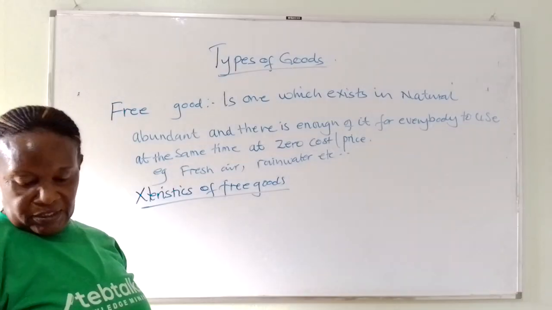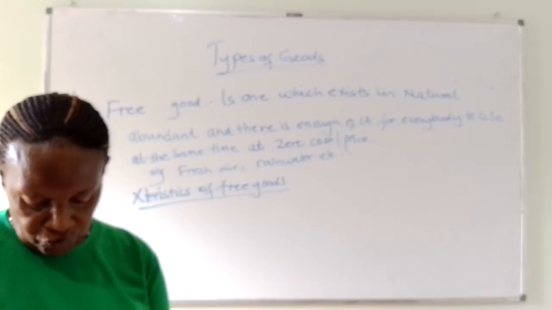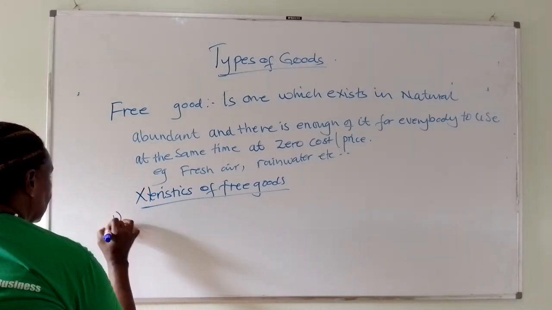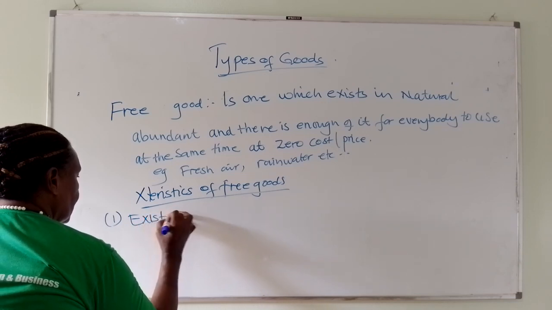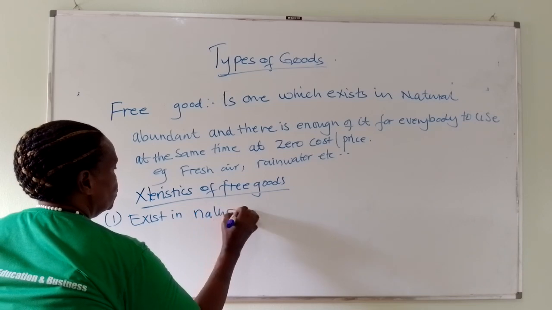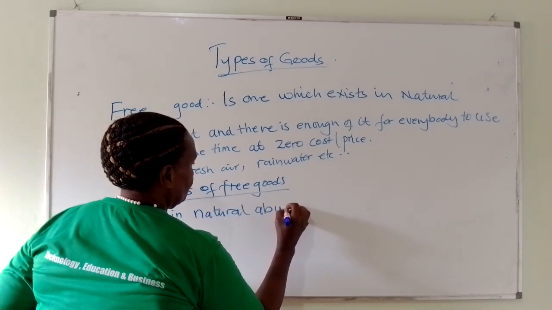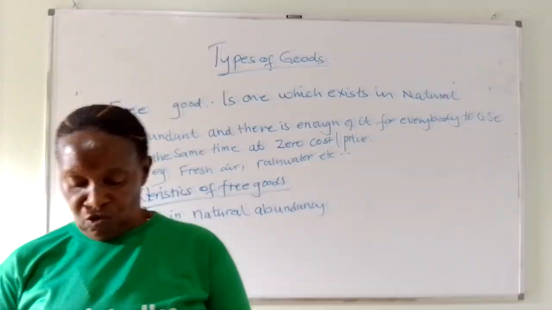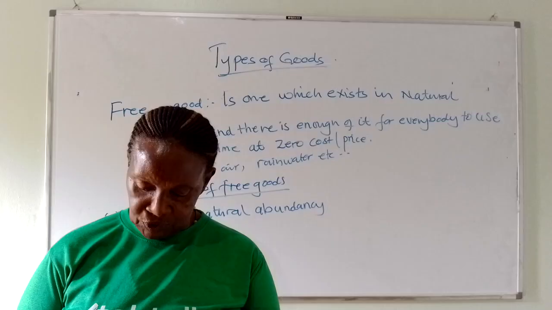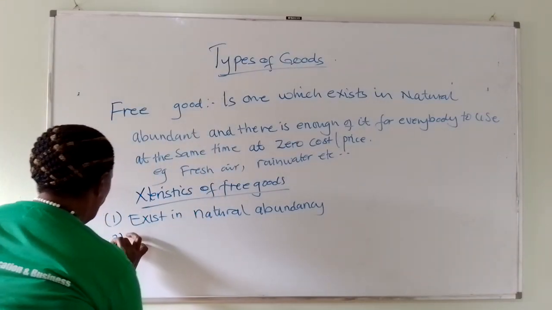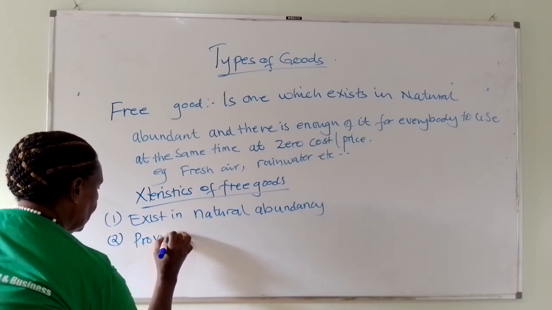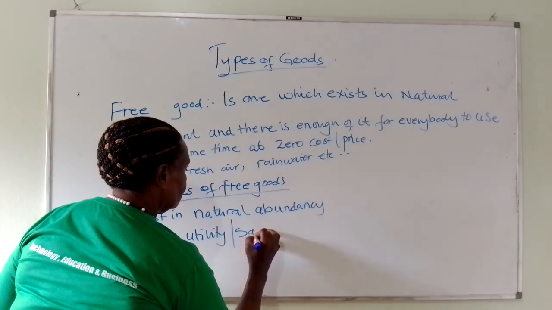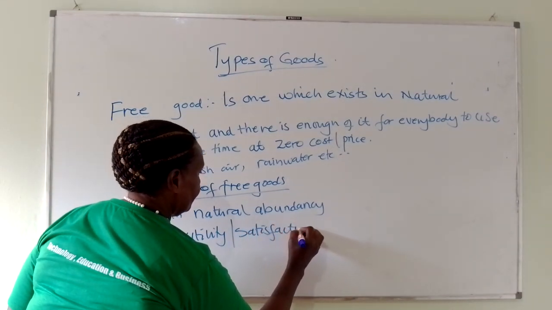Free goods also have their own characteristics or features, and we can note down the following. One, again, we can get one of the features from the definition. They exist in natural abundance, meaning that they are naturally given in plenty and nobody can control their supply. Only God knows how to provide them. Then two, they also provide utility or satisfaction to the user.